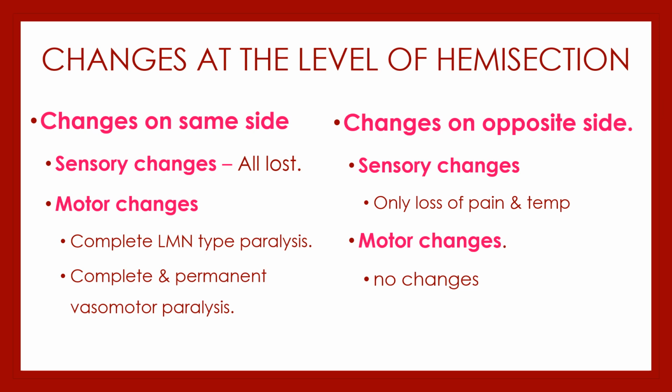So muscle wasting is due to the loss of muscle tone. There will be complete and permanent vasomotor paralysis due to the damage to the lateral horn cells. And then changes on the opposite side, your sensory changes. So some loss of pain, temperature, and crude touch happens due to the injury to the spinothalamic tract, which crosses horizontally in the same segment.